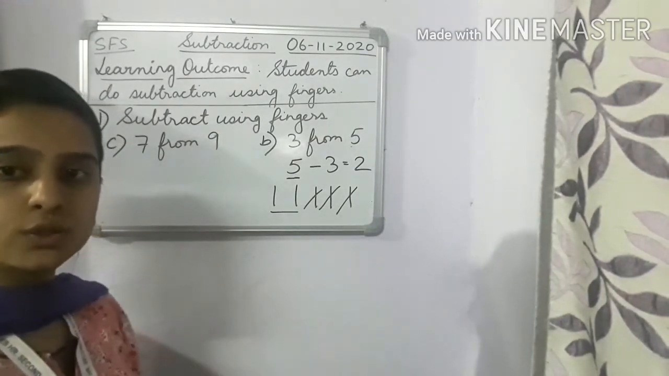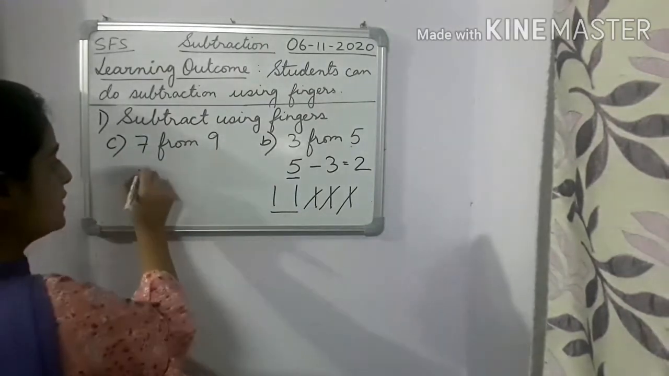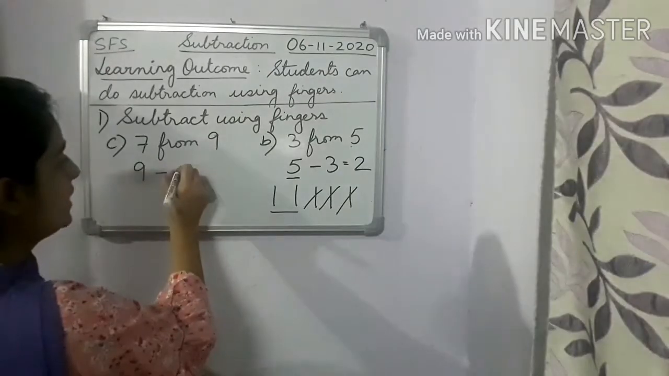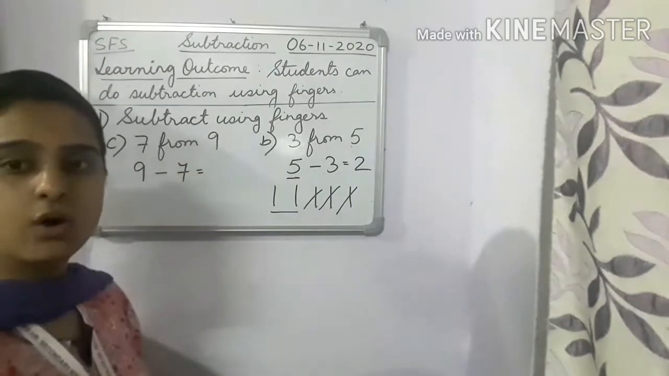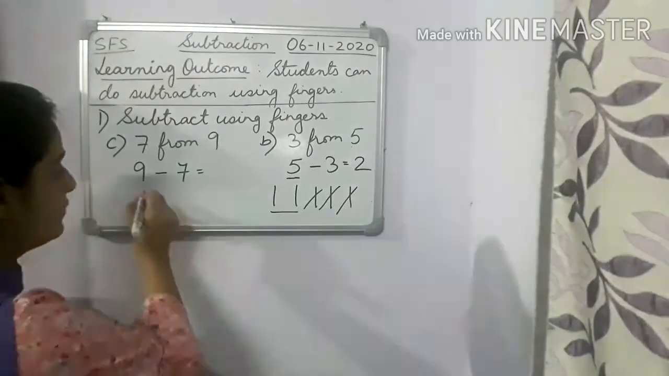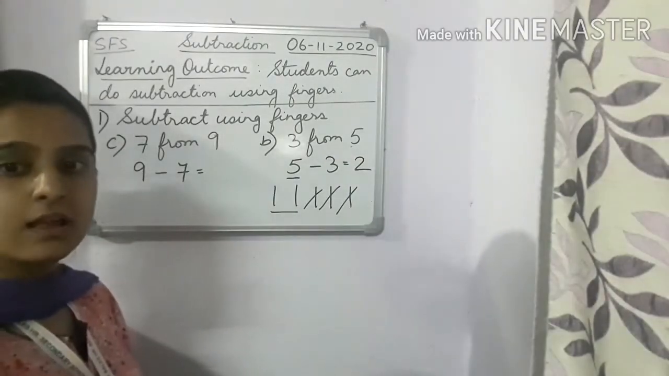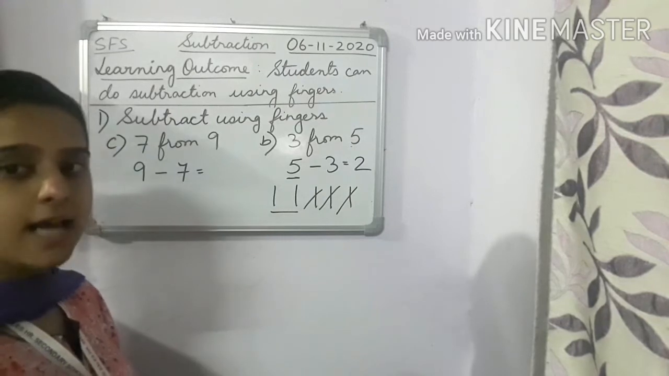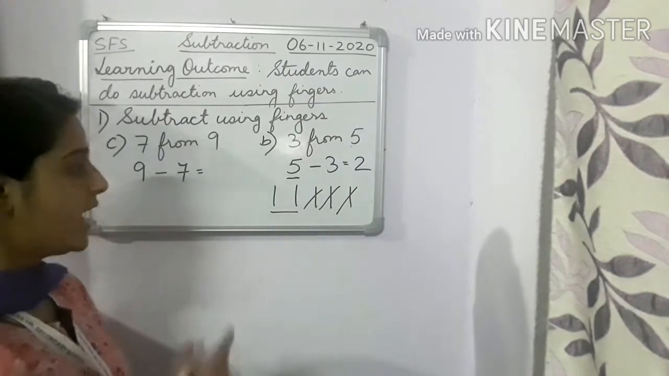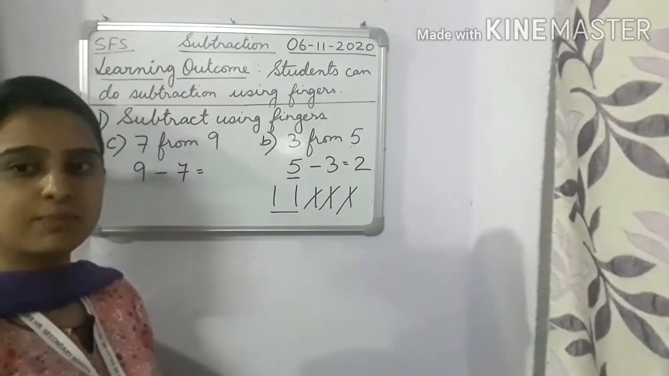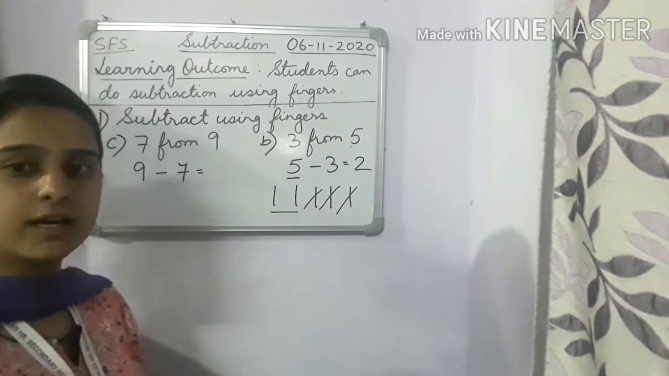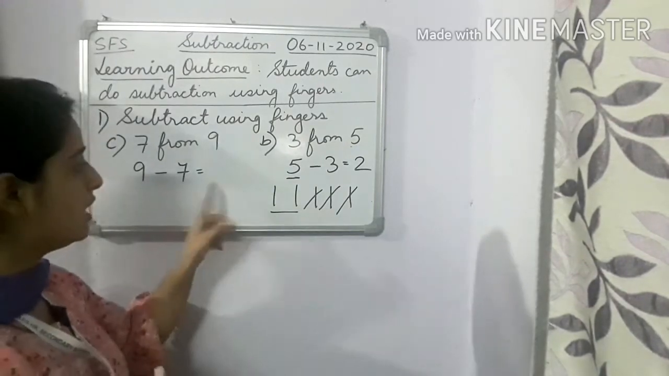So what are we going to do? We will bring 9 first. Then we'll put the minus sign. Then we'll write 7. Okay. So 9 minus 7. So children, how many fingers are we going to open? We are going to open 9 fingers. You open your 9 fingers, children, and you cancel 7 fingers. That means you close 7 fingers. And the number of fingers that remain open will be your answer.